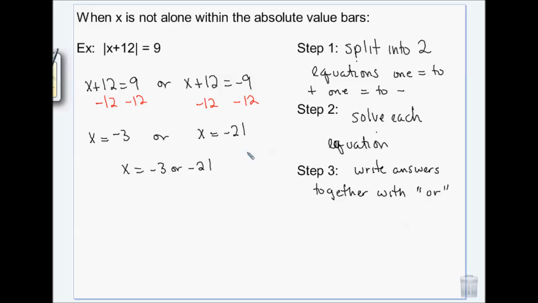Now, if you don't want to split it into 2 equations, there's another way you can do this. You can say x plus 12 equals 9 or -9 and do it as one equation with an "or" already in it. And then when you subtract 12 here, you have to also subtract 12 here and here. So you get x equals -3 or -21. So you can do it all in one if you'd like to. You just have to remember to keep that "or" in there, and whatever you do to this side, you also do to 2 places over here.